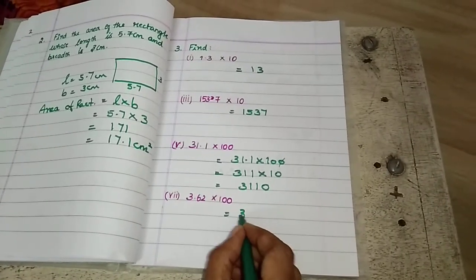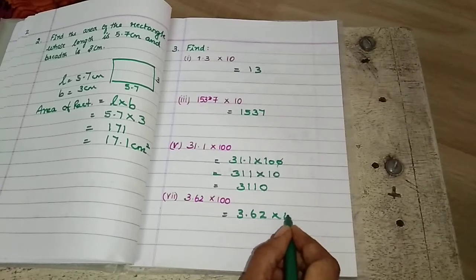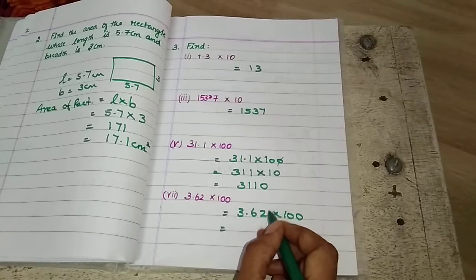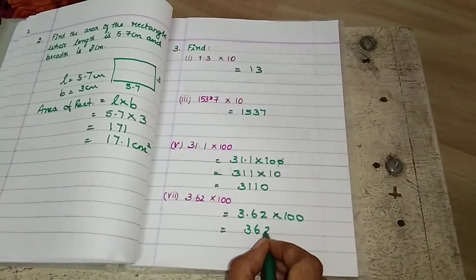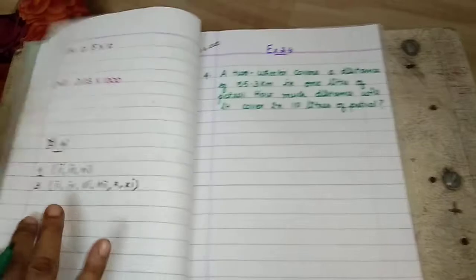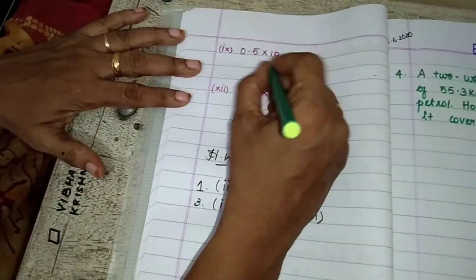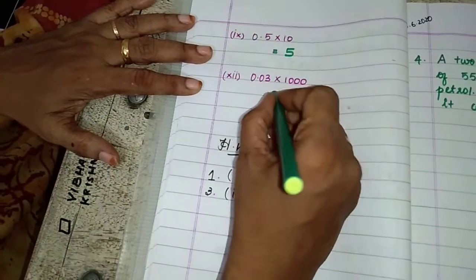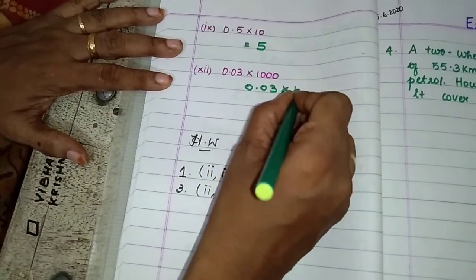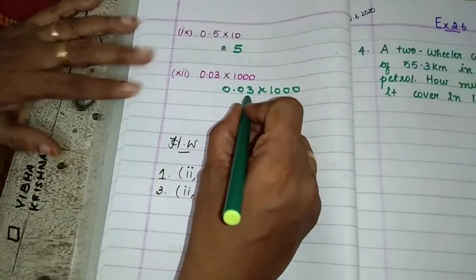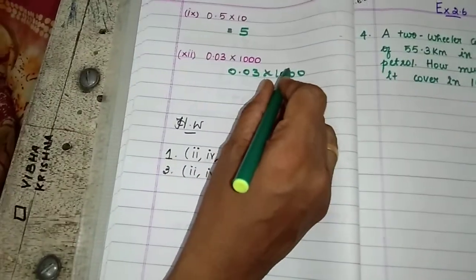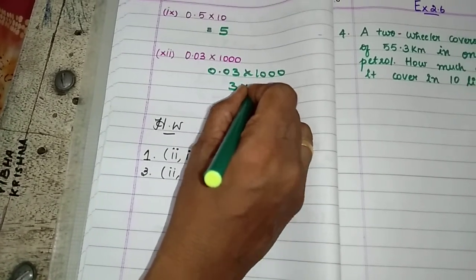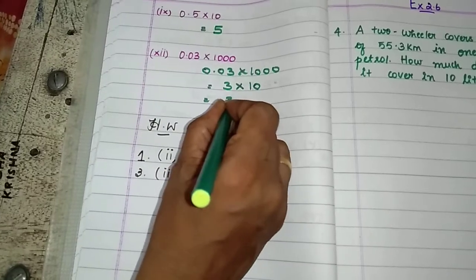Next question. 3.62 into 100. Here 2 zeros, 2 numbers. So the decimal point will move 2 places. So it is 362. Then 0.5 into 10. So 1 zero, 1 point. So the answer is 5. Now again 0.03 into 1000. You have 1000, 3 zeros, but you have got only 2 numbers after the decimal point. So I will use the 2 zeros and I will get 3. And I have one more 0, so into 10, of which my answer is 30.